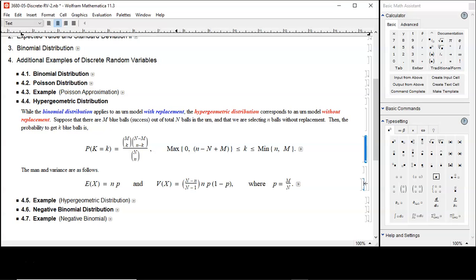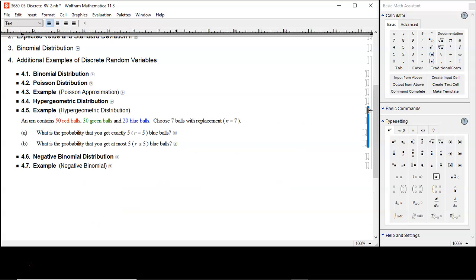And then as for variance and standard deviation, we couldn't even prove the variance formula for binomial because it required multivariable calculus. So certainly we can't do it for hypergeometric. So we're not going to talk about it. How about an example problem here?